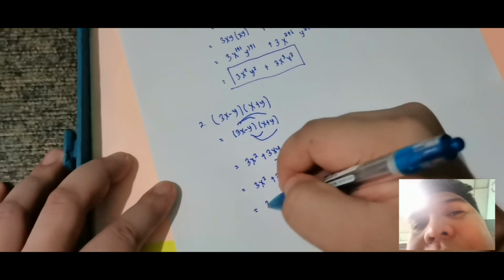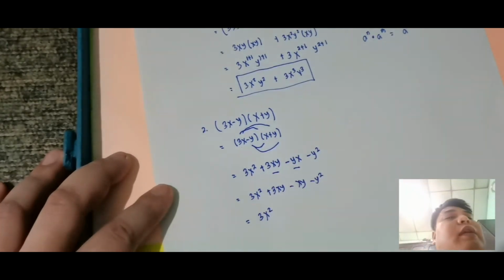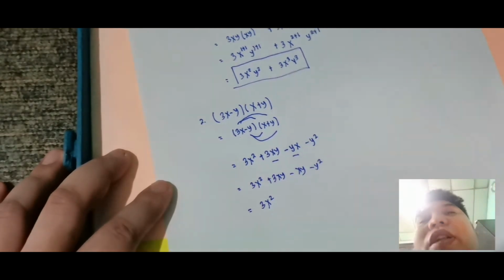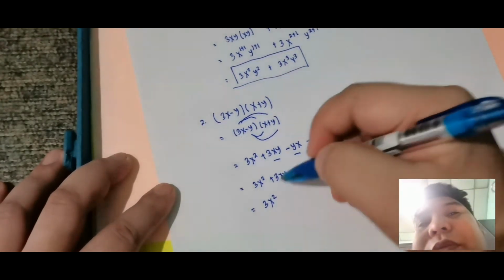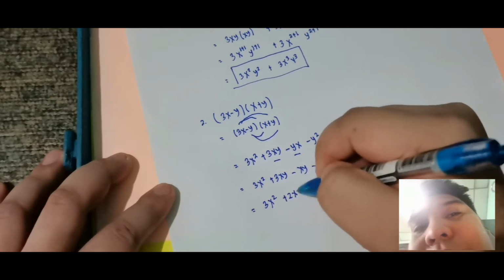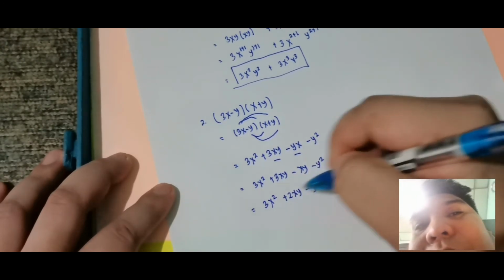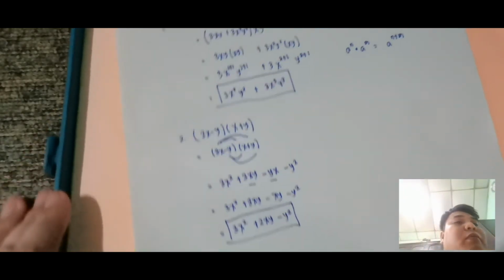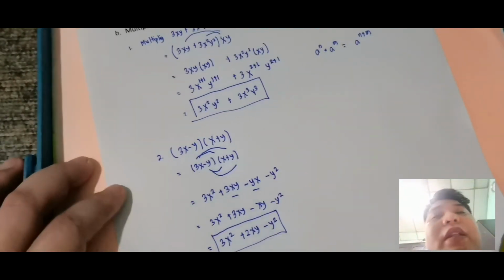And that is equal sa 3x squared. Then 3xy minus xy. So proceed tayo sa addition and subtraction ng ating algebraic expression. So that is 2xy. Then minus y squared. So therefore, ito yung kanyang sagot. Ayun ang ginagawa pag horizontal. So paano pag vertical?